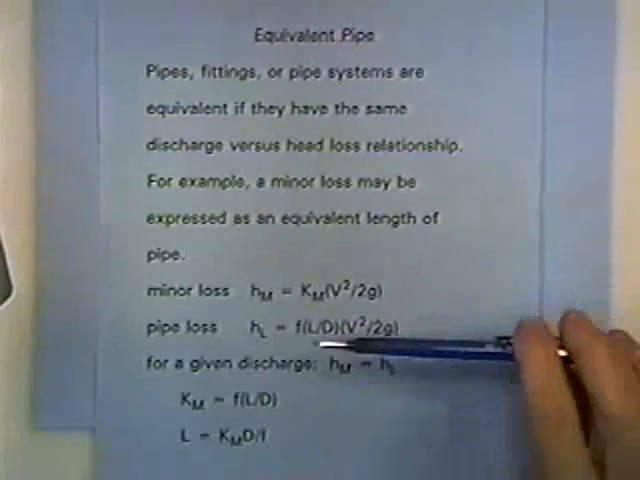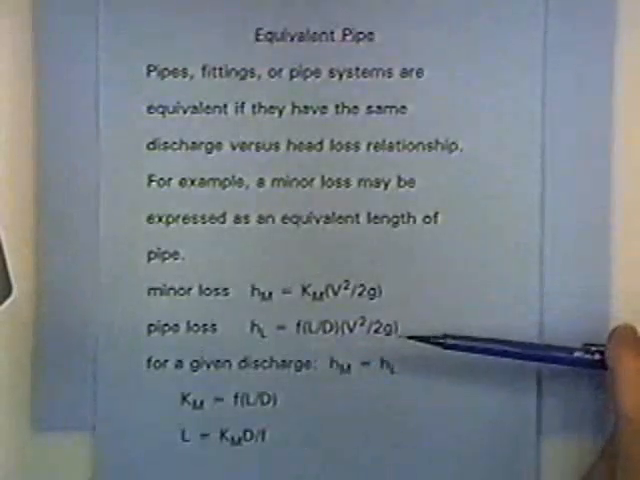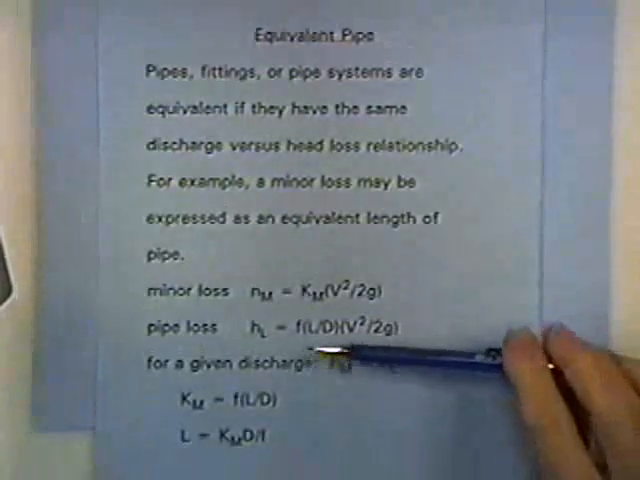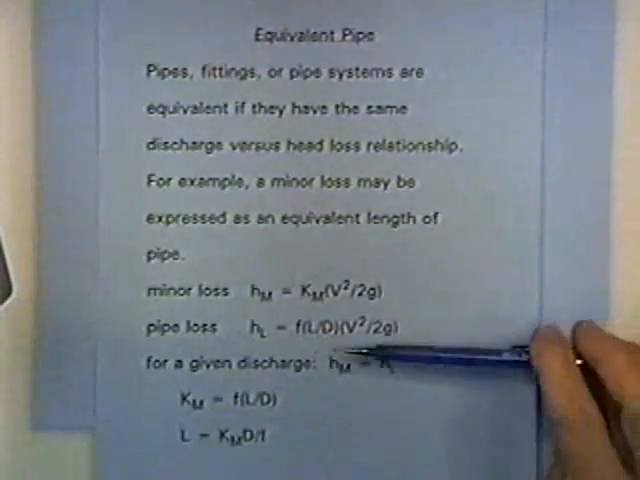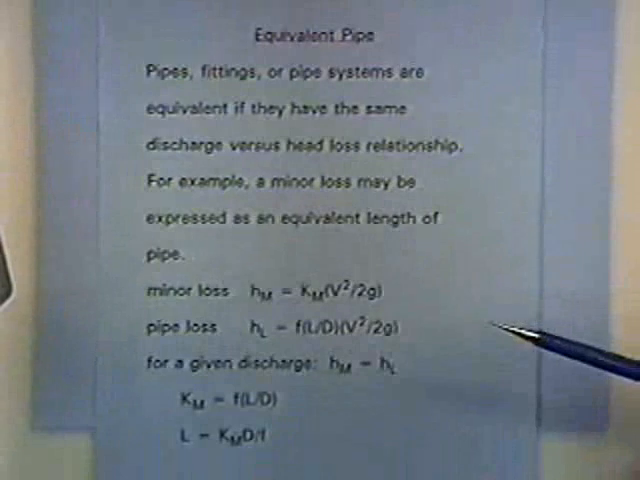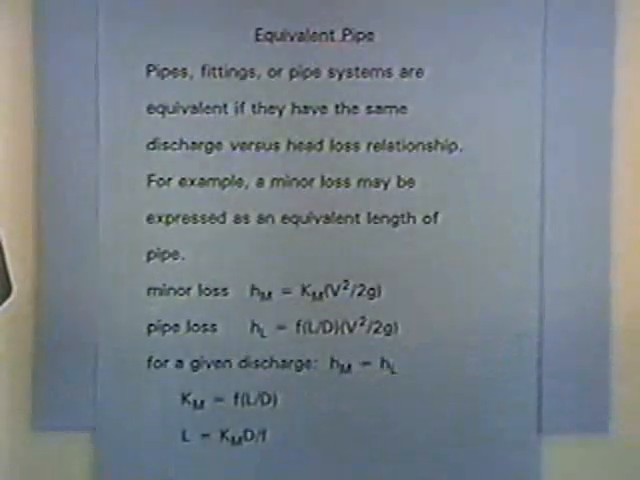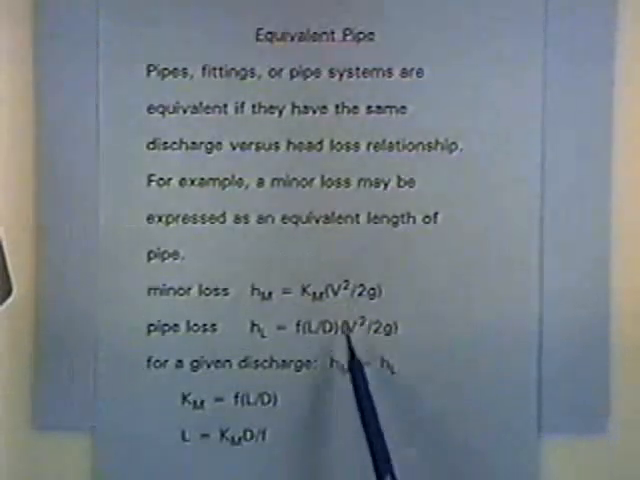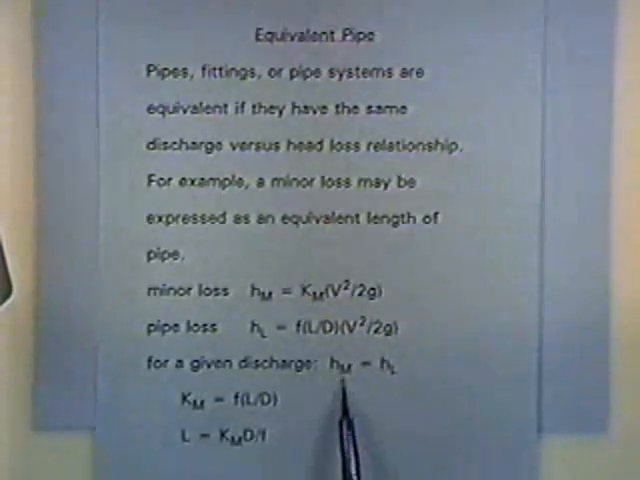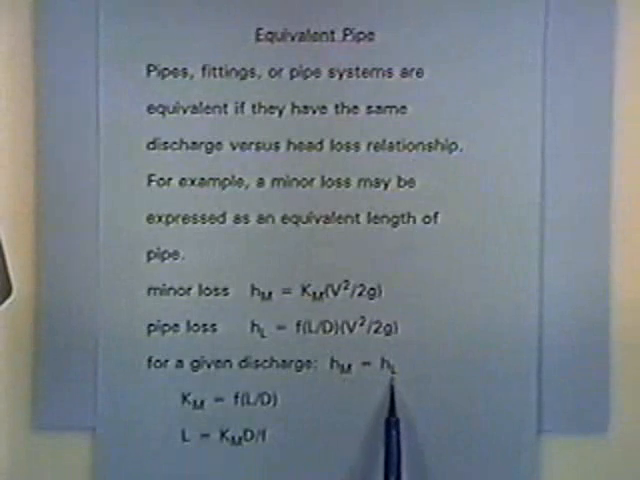The Darcy-Weisbach equation says that the head loss in a straight section of pipe is that friction factor f from the Moody diagram times L over D times the velocity head. And so by definition, equivalent means that the head loss discharge relationship is the same between the pipe and the minor loss. And so for a given Q, the same Q, the minor loss is equal to the head loss in the pipe.